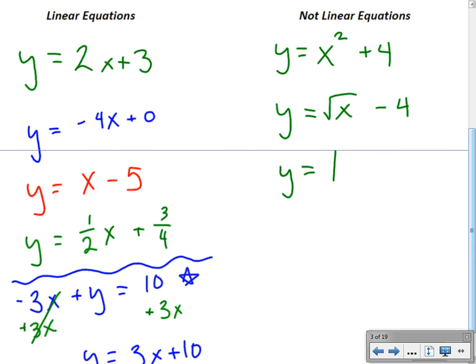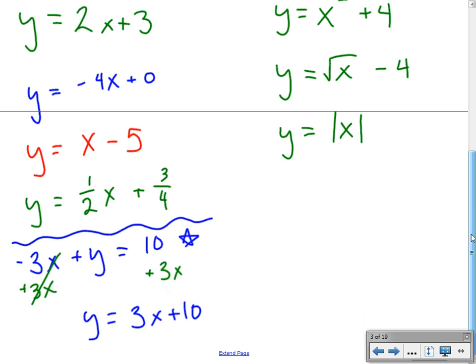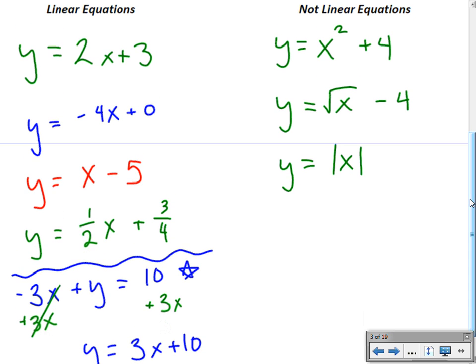Another example would be the absolute value. Maybe I do have the absolute value of x. It's no longer linear. So anytime you get weird symbols involved, anytime you get these bigger exponents involved, it's no longer linear. Another thing to be on the lookout for is if x is in the denominator of a fraction. If we have this, it's also not going to represent a linear function. So things to be on the lookout for. So that's what it looks like as an equation.